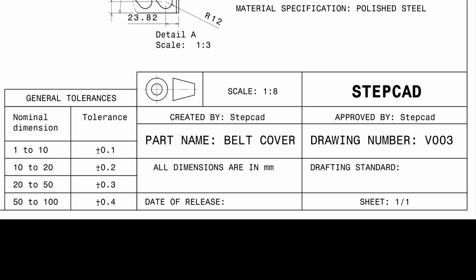Now let's read these tables. On the first table there is a projection, that is, which projection the drawing is made in, whether it is first angle projection or third angle projection. Then there is a scale, in this case it is 1:8. Then there is a company name, then the name of the person who created the drawing, then the name of the person who approved the drawing, then the name of the part, then the number of the drawing, then a little note that all dimensions are in millimeter, then the drafting standard, then the date, and then the number of sheets. That's all in the first table.